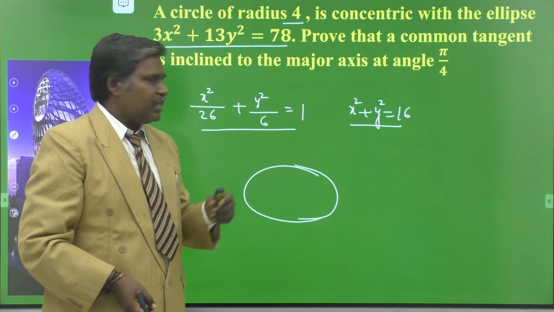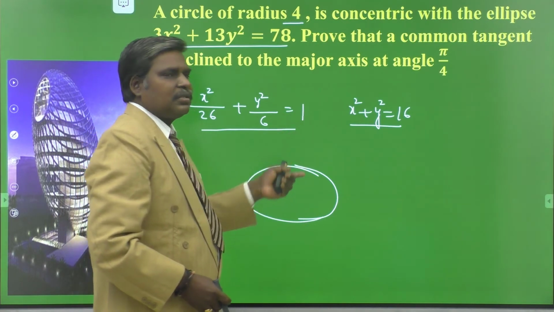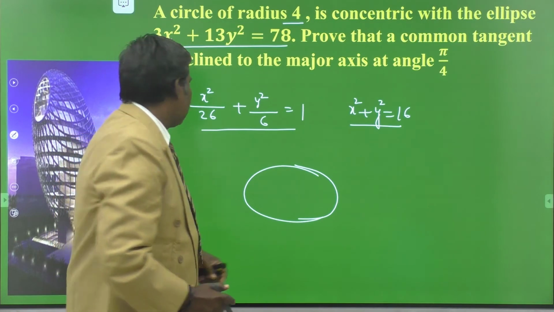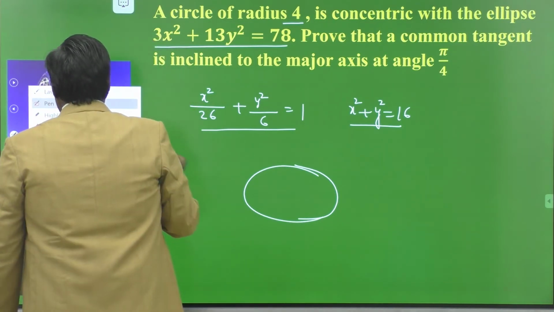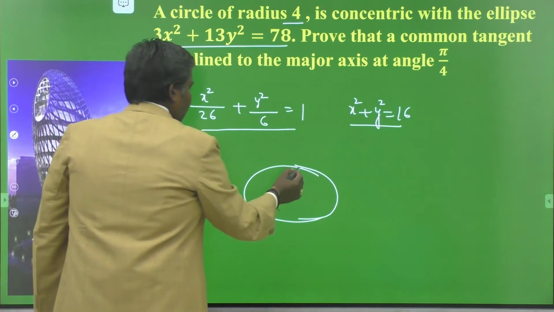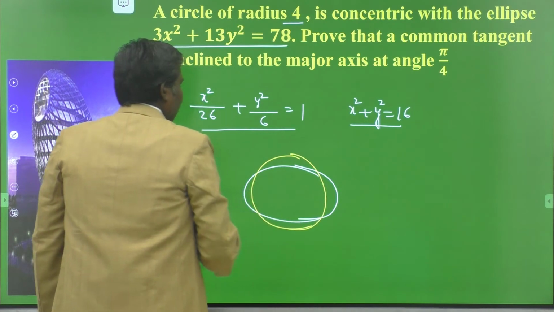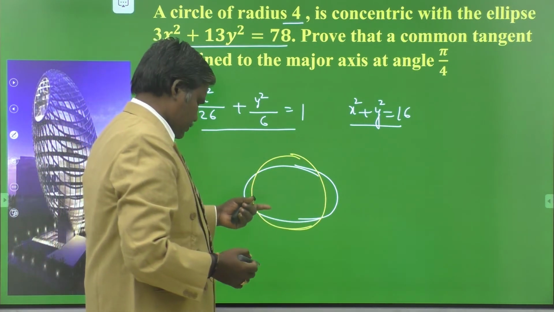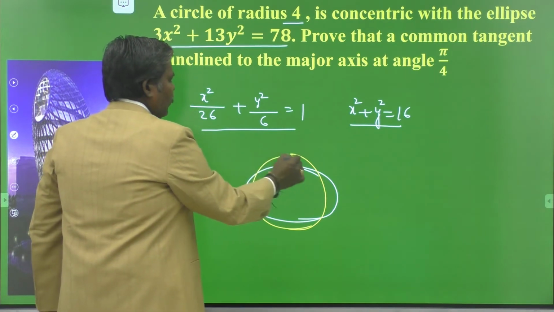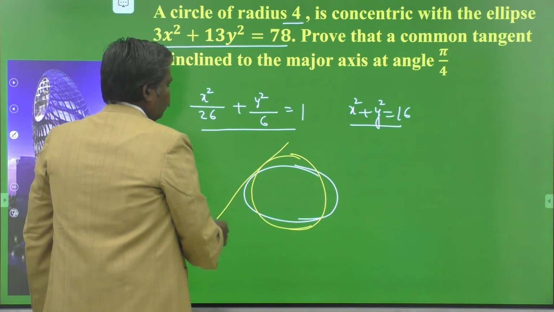It is the only possibility. If your circle is inside of the ellipse, there is no possibility to write the common tangent. So from the lengths itself, your ellipse intersects the circle at 4 points in this manner, 4 points as shown in this figure. So these are the 4 points of intersection. You can write the common tangent.